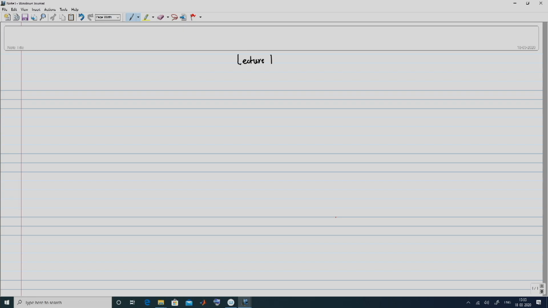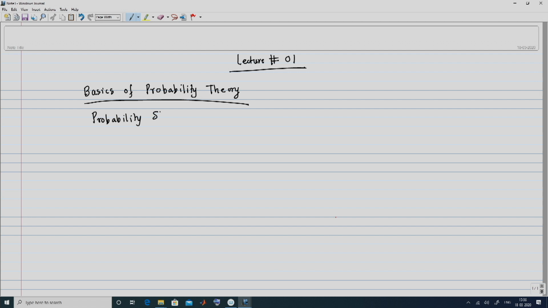So, we start off our lecture number 1 with basics of probability theory, and the first thing we will do is probability space and their properties.